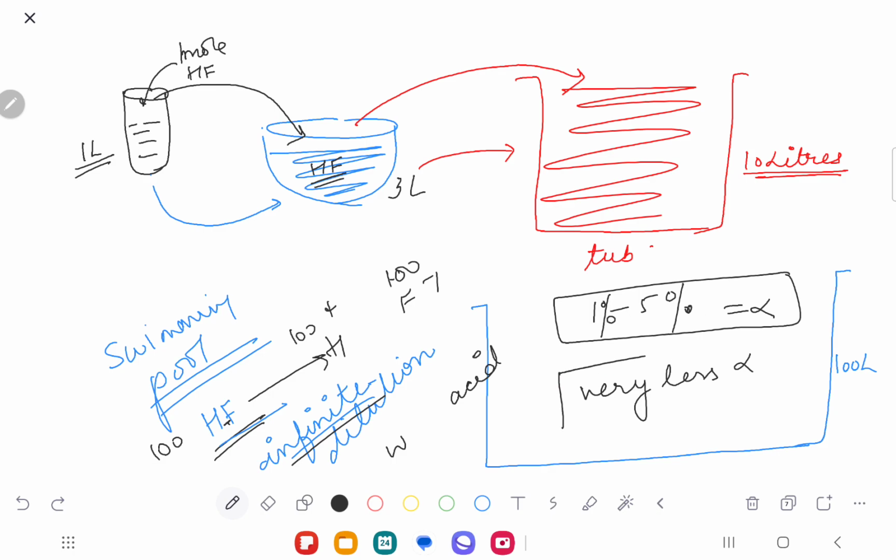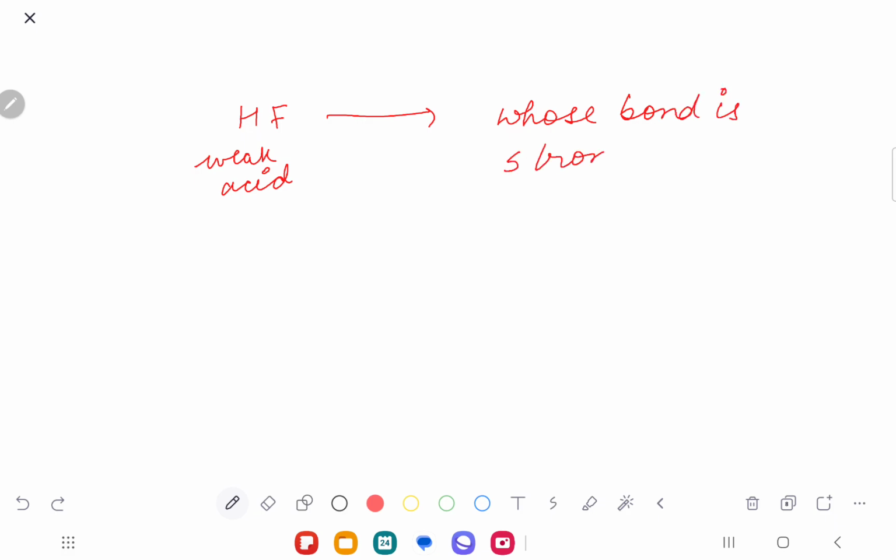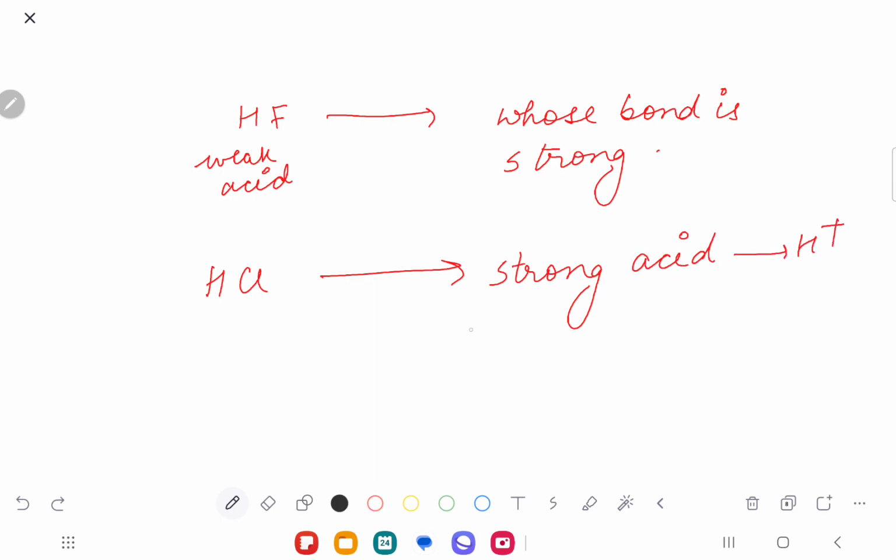Any doubts in this? Just tell me. Okay, I got it. So when I call some acid a weak acid, what do you think it means? A weak acid is an acid whose bond is strong. Can I say that? And if I call some acid a strong acid, that means it is giving me a lot of H plus because its bonds are weak. Are you understanding?